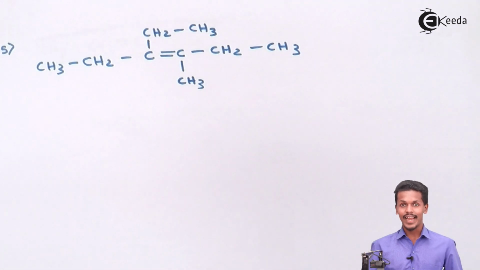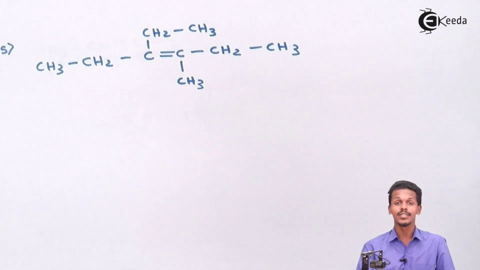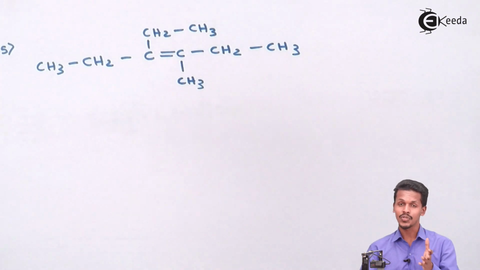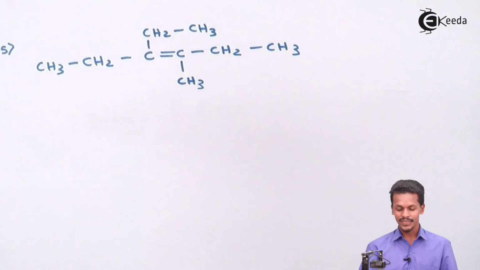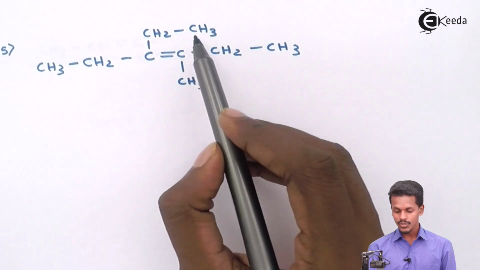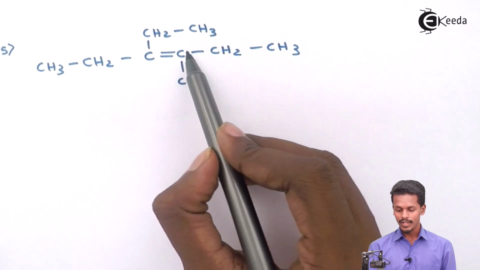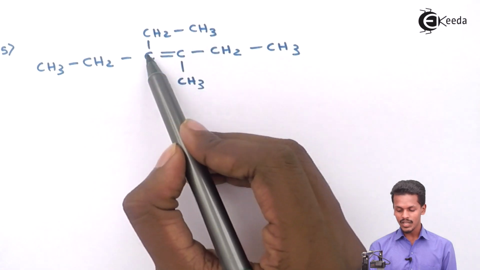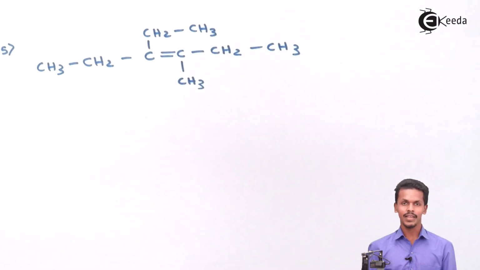So this is the one that we have, and we have to name it. The biggest thing is we have to select the longest chain, and that should also consist of the carbon-carbon double bond over here. So selecting the longest chain that we could name, or we could arrange. I could arrange it in this manner also, that is 1, 2, 3, 4, 5, 6. Six carbon atoms would be the longest chain, and we could see that the carbon-carbon double bond is also present.